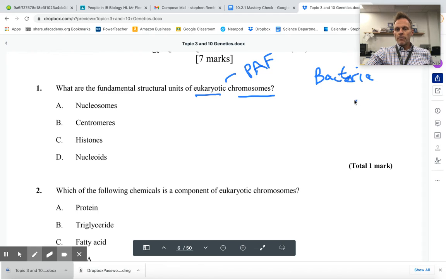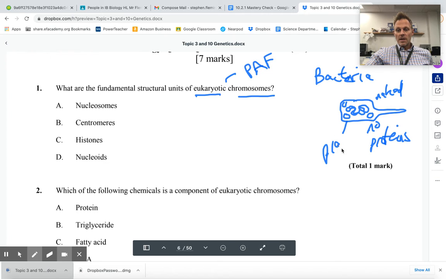So bacteria, if you remember, they have a nucleoid region. In the middle of a bacterium, it's one singular DNA that just sits there and it's naked. And naked means no proteins. So the DNA here has no proteins associated with it. And in prokaryotes or bacteria, they also have these things called plasmids. Again, also naked, which means no proteins.